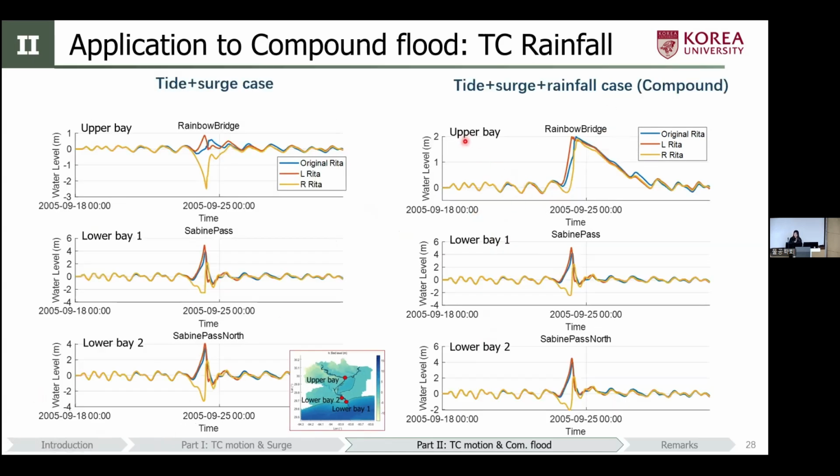And another simulation is where we put in another source, like the tide and the surge. This is the coastal water, and the rainfall will give the inland water. So this will form the compound result. We can find that if we check the compound result at the upper bay, the left result has the largest water level, and the highest water level occurred before the other two cases.